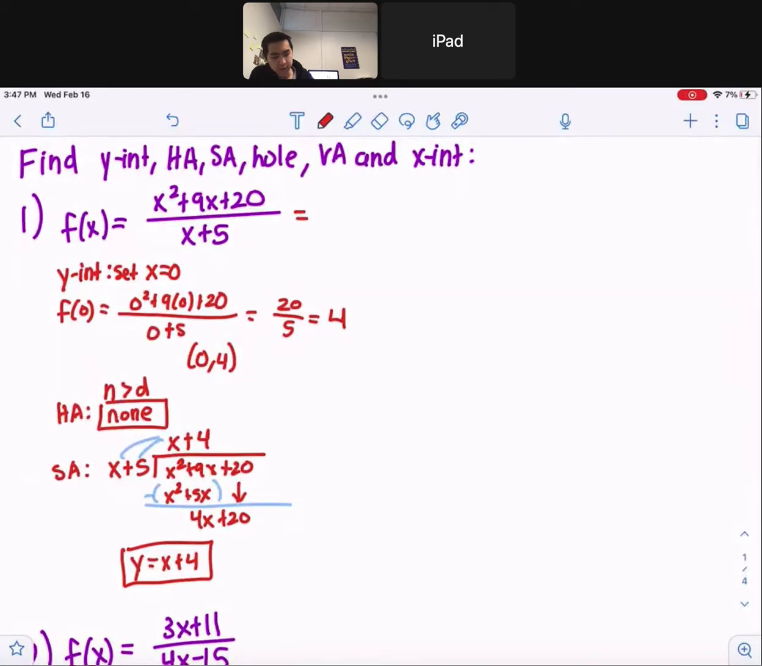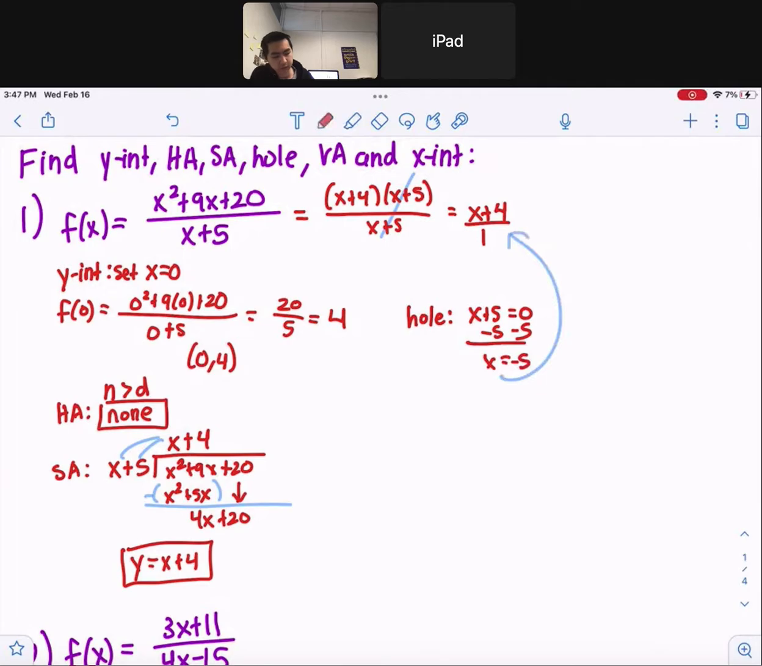Now let's factor this. So this is going to be x plus 4 times x plus 5 all over x plus 5. These cancel, so all we're left with is x plus 4, pretty much over 1, right? All right, we have a hole. So set what we canceled equal to 0. Subtract 5 from both sides, and we get x equals -5. Plug this back into here so that we can find the y value of the hole. -5 plus 4 is -1. So (-5, -1) is your hole.